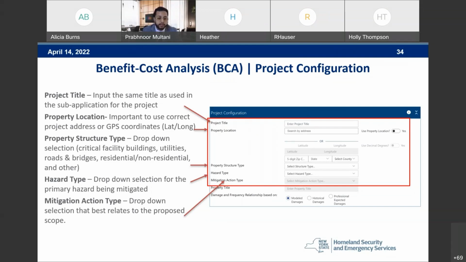Below that is hazard type. It's a drop-down selection for the primary hazard being mitigated, whether that's coastal flooding, riverine flooding, hurricane wind. Then right below that is the mitigation action type. That's a drop-down selection that best relates to the proposed scope, whether it's floodplain stream restoration, elevation, acquisition, etc.